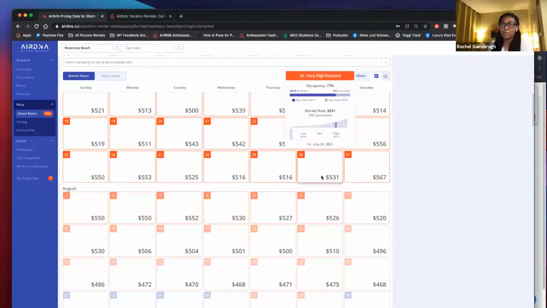Absolutely. It's based on the proximity. So these are properties within the same market. For instance, since it's Rosemary Beach, you're filtering to the city, so it wouldn't take into account, for instance, Pensacola Beach. Does that make sense? Yes, I think that makes sense.